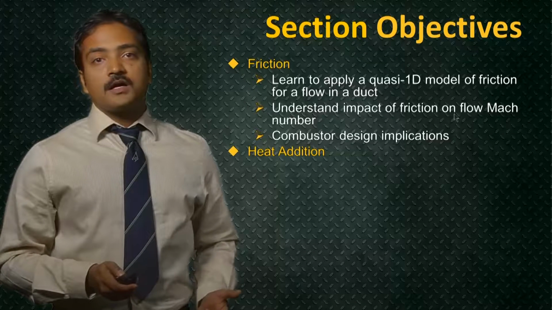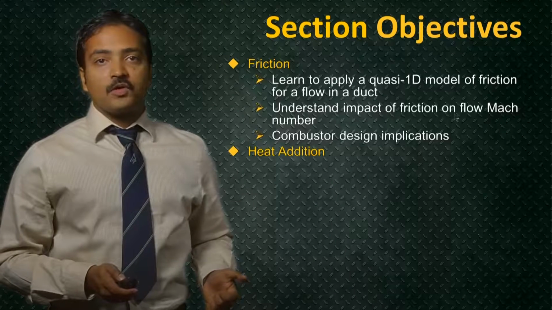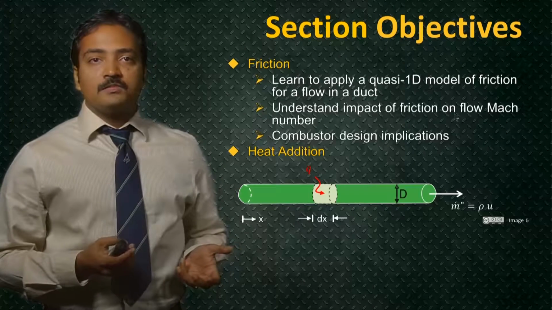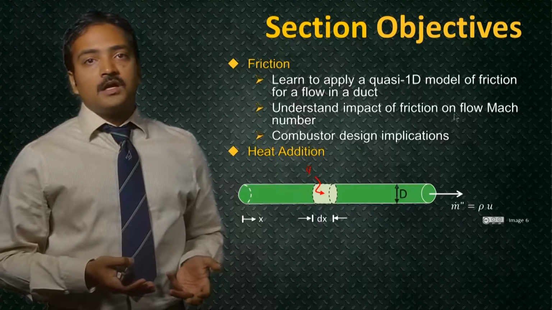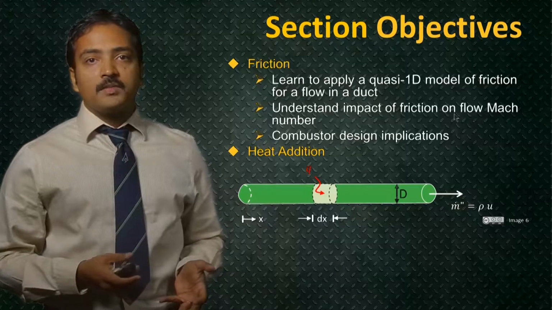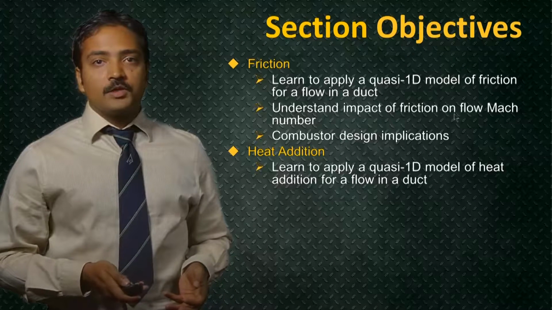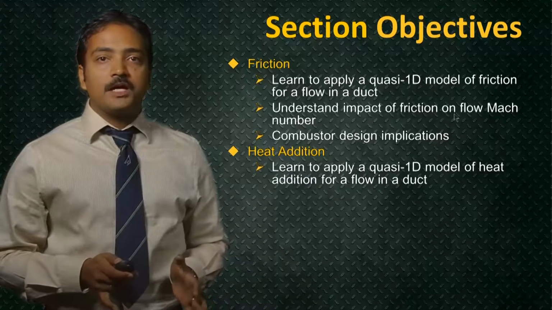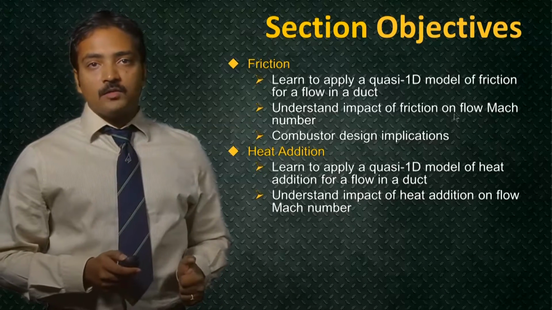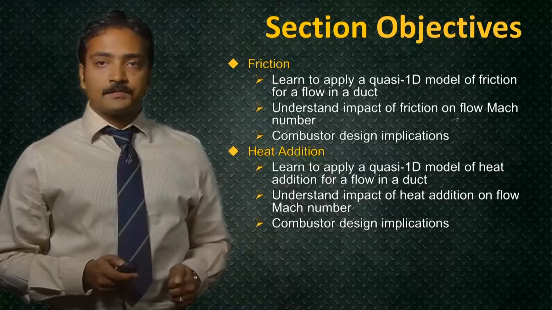Next, we'll do the same with heat addition. This is again a phenomena we encounter in our daily lives. Anytime we cook, heat food on the stove or in a microwave, we are essentially adding heat to it. The combustor's main job, as we know, is to add heat to the flow. Therefore, once again, we'll create a quasi one-dimensional model that can be cast in terms of the Mach number and solved. With this, we should be able to predict what would happen to the Mach number of the flow as it experiences heat addition. Finally, we'll use this understanding to analyze if there are any design implications.